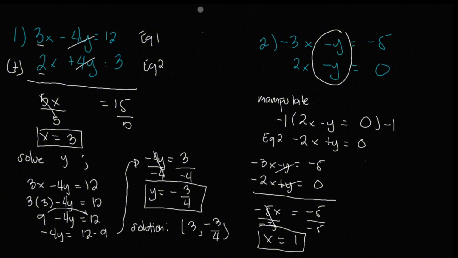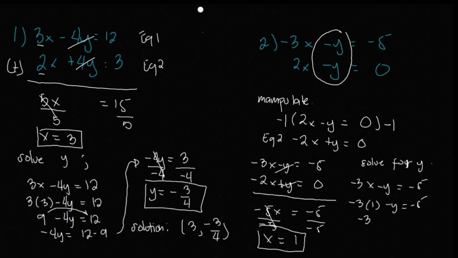Now, since we have the value of x, we can now solve for y. And again, you just need to pick any of these two equations that you want to use to solve for y. So this time, let's try to use equation number 1. So you have negative 3x minus y is equal to negative 5. So negative 3 times 1 minus y is equal to negative 5.